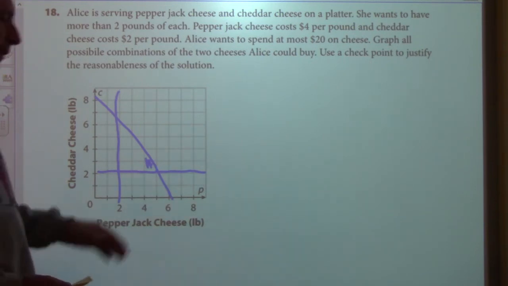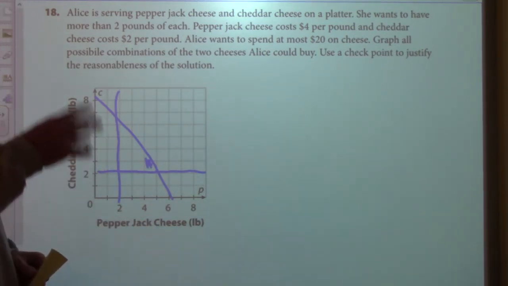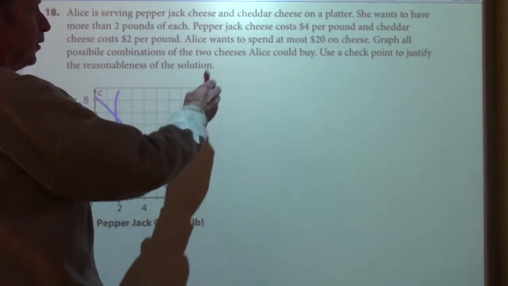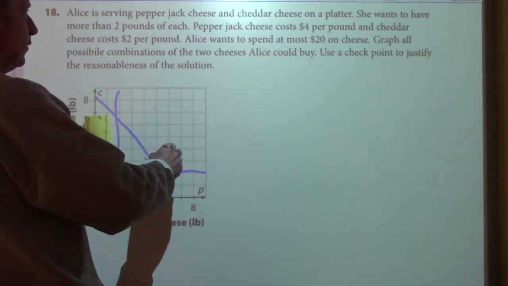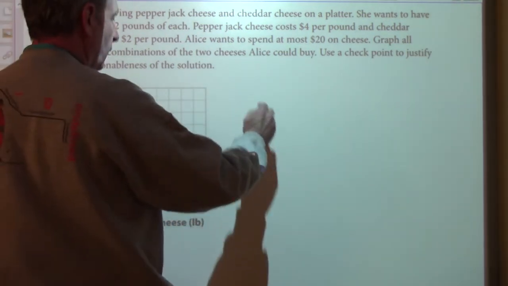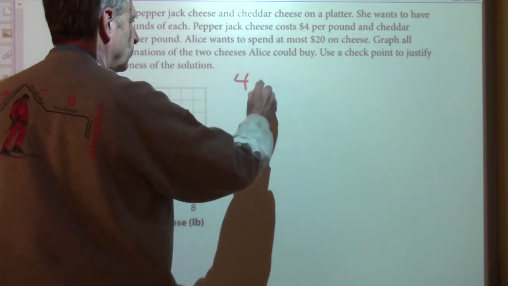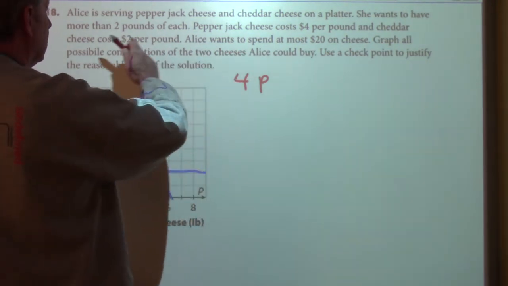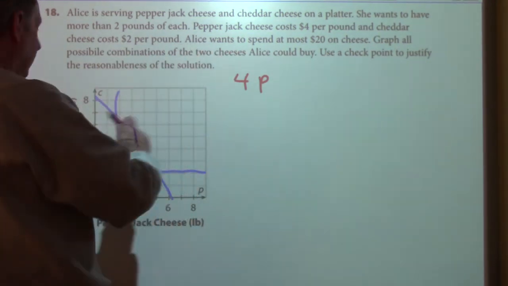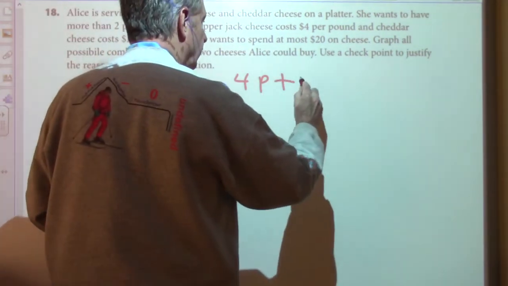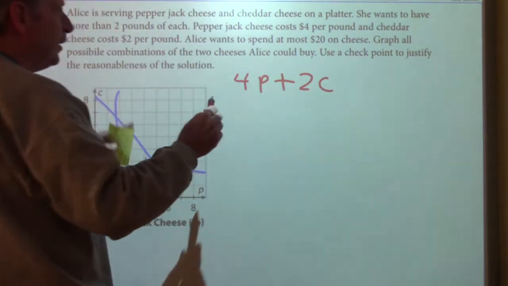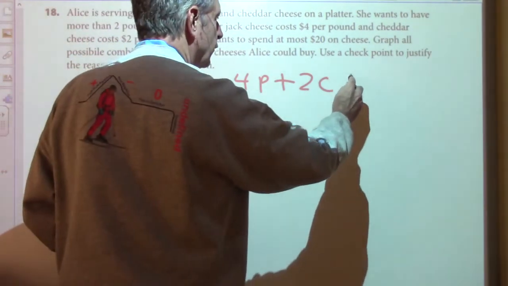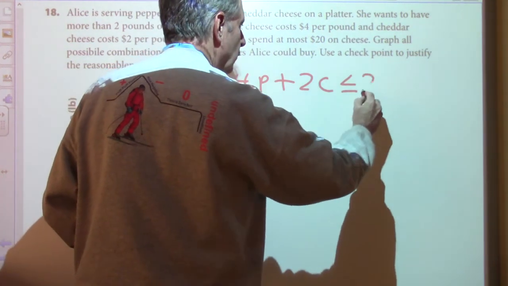I want to show you a technique here that I didn't share with you on problem number 17, and we're going to use it to check this. But similar to the other one, what we have is 4P, because pepper jack is 4 per pound, plus 2C, and that has to be at most $20. So how do we write at most? Less than or equal to 20.